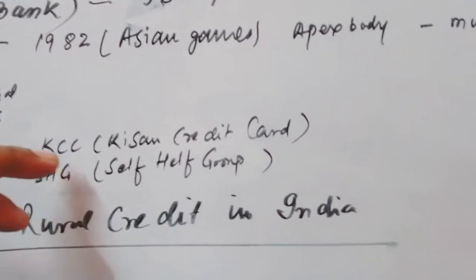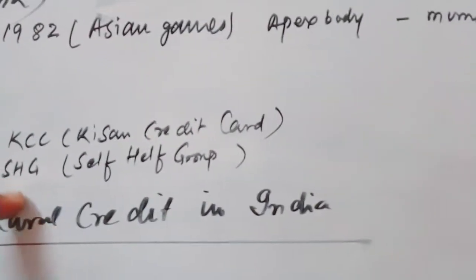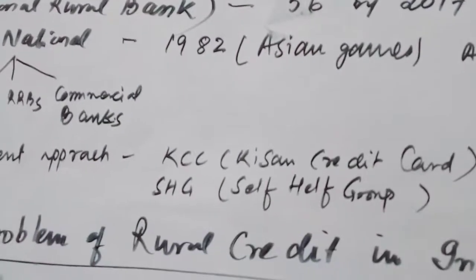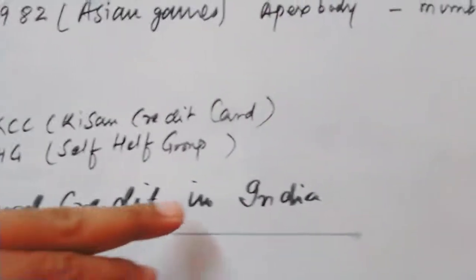The recent approach is what? KCC, Kisan Credit Card, and SHG, Self Help Group. So these are the things we have taken under this rural development, and the next topic, problem of rural credit in India, we will take in the next video.